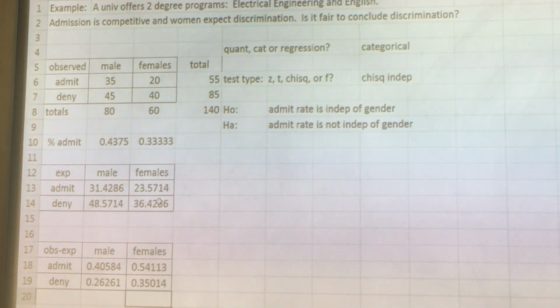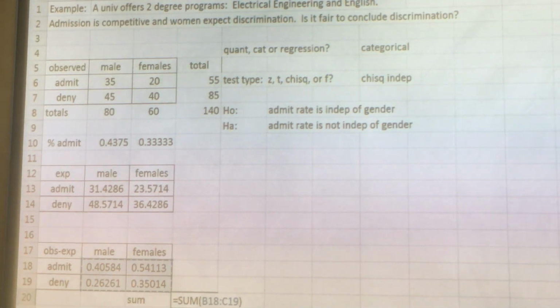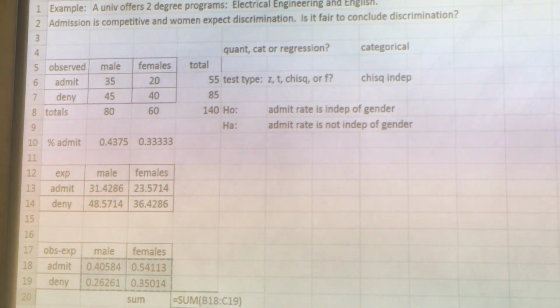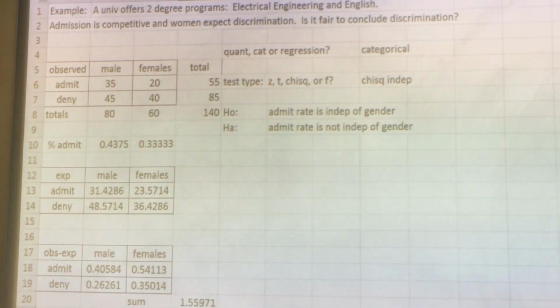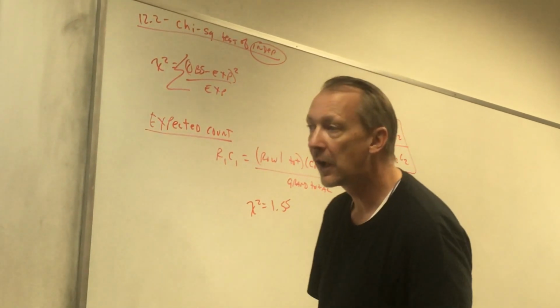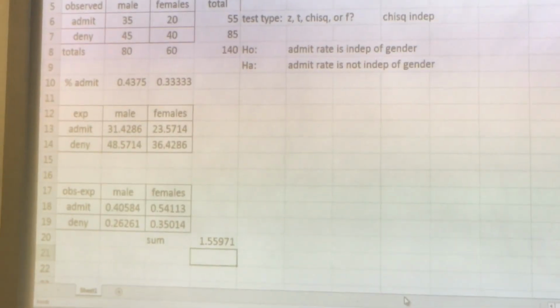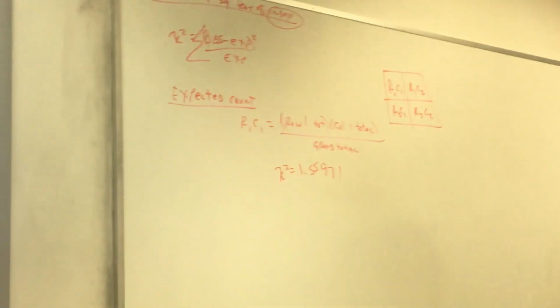Say that again? I need to find the sum, right? Okay, I'm going to add them up. So I guess that's not what I wanted to add. I want to add up that whole table, the entire table. Okay? So in this case, I get a chi-squared total equal to 1.55971. Okay? All right, what's my next step?